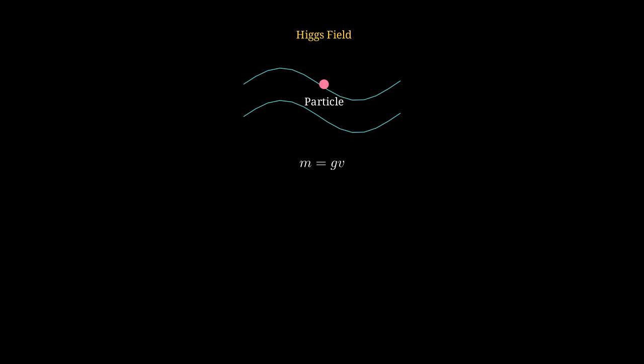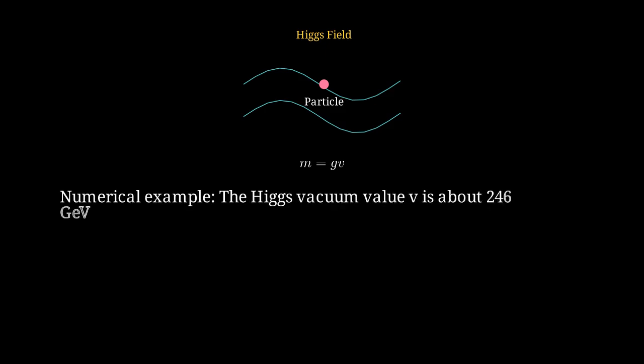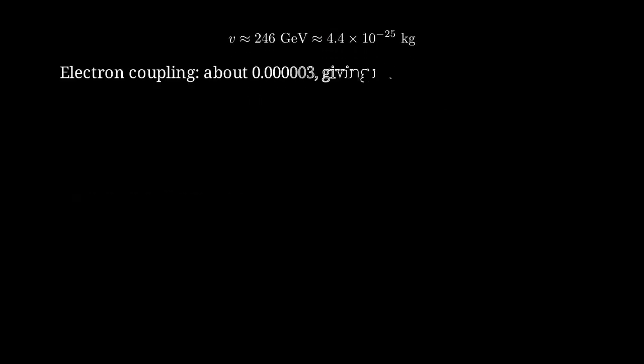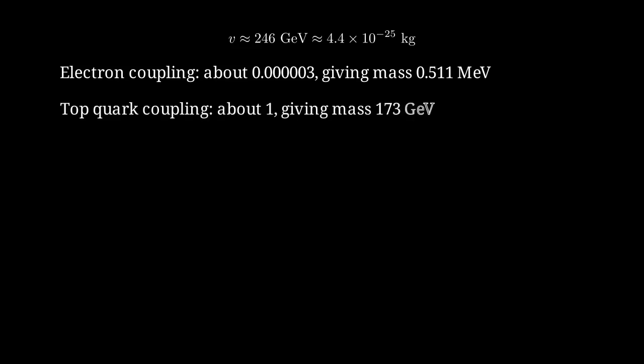The mass of a particle equals its coupling strength g to the Higgs field times the Higgs vacuum value v. The Higgs vacuum has a value of approximately 246 giga-electron-volts. This sets the scale for particle masses. In conventional units, this is about 4.4 times 10 to the minus 25 kilograms. The electron couples very weakly to the Higgs field, giving it a tiny mass of 0.511 mega-electron-volts. The top quark couples strongly, giving it a huge mass of 173 giga-electron-volts, about as heavy as a gold atom.